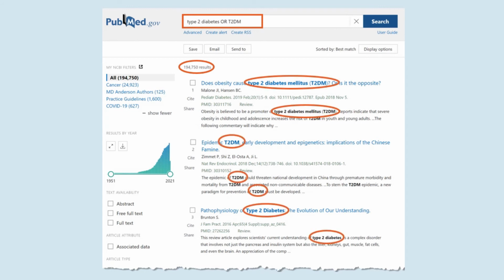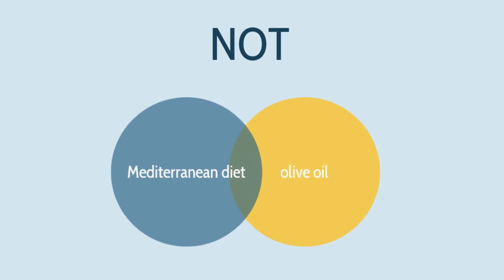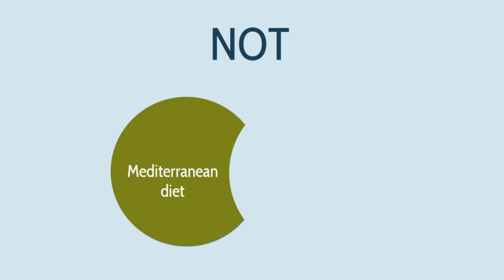The Boolean NOT is used to exclude terms. For example, you want to search for literature about the Mediterranean diet but without olive oil. Mediterranean diet NOT olive oil will retrieve records that include Mediterranean diet but will exclude all records that have the phrase olive oil, including those records that also have the phrase Mediterranean diet. Although the Boolean NOT can be helpful to narrow a search, it is used sparingly because it can leave out results that may be relevant to your topic.